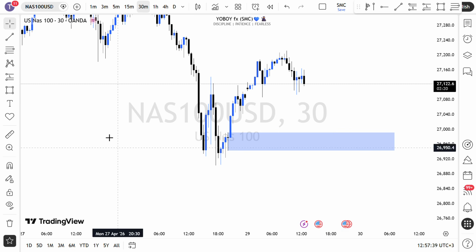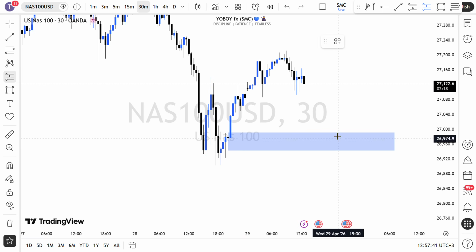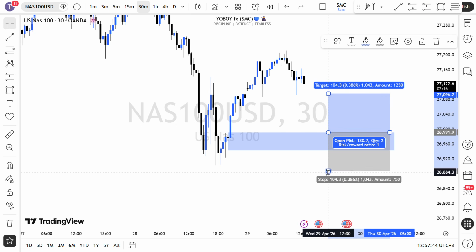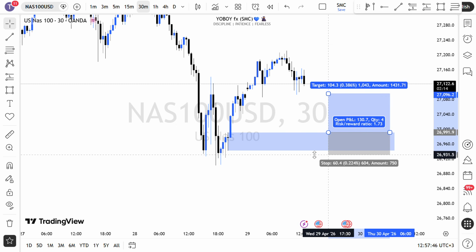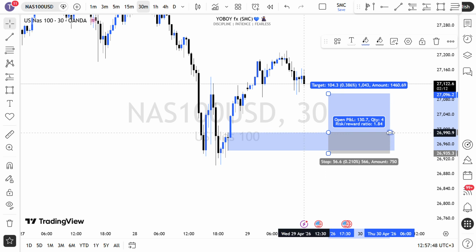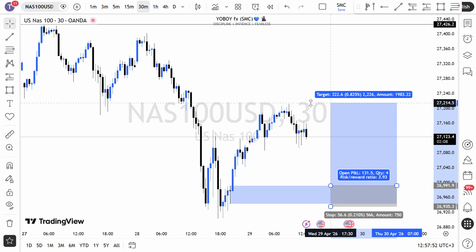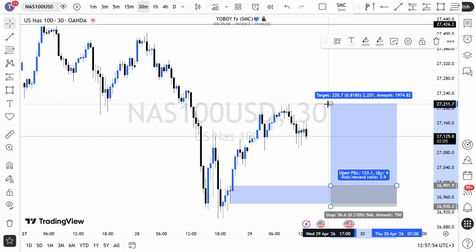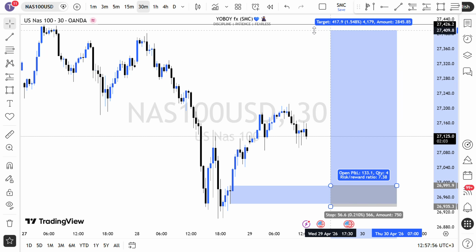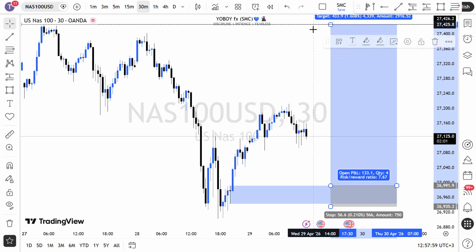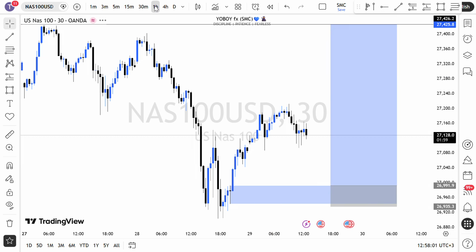So if you did your analysis on NAS 100 and if you want to take your buys from that area, I think that will be the best area for you to take your buys from. And you will be targeting this high as your first take profit. And then this extreme external liquidity will be your second take profit.